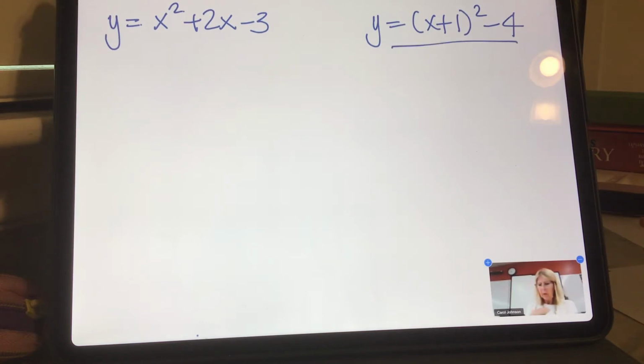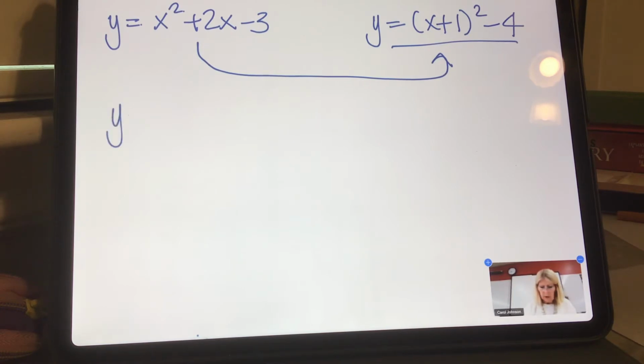But if I gave you the equation on the right, you could tell what that thing does really, really quick. You can tell that it shifts 1 unit to the left, a horizontal shift to the left, and 4 units down. Do you guys agree? Talk to me. That's a fast way of doing it. What we are going to focus on today is taking this equation and putting it into that form. That's what we're going to do today.